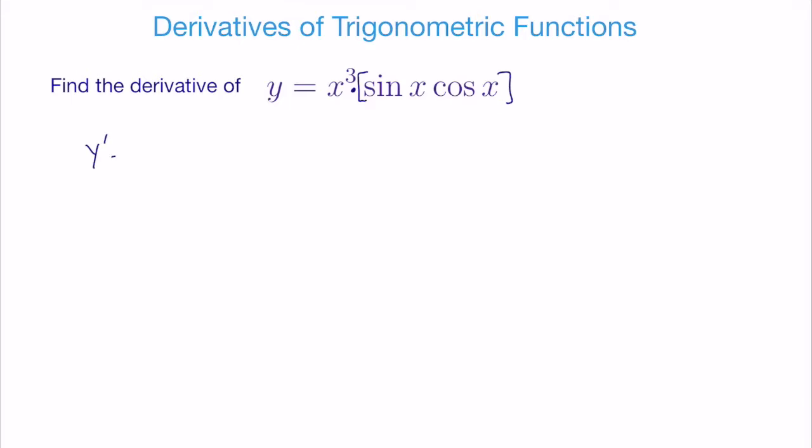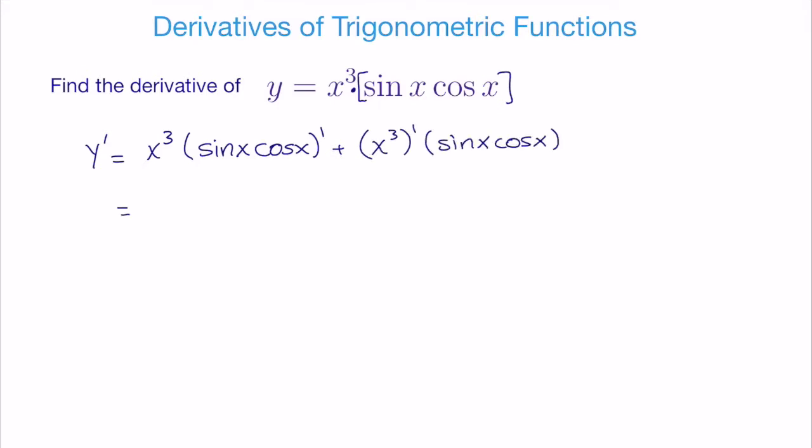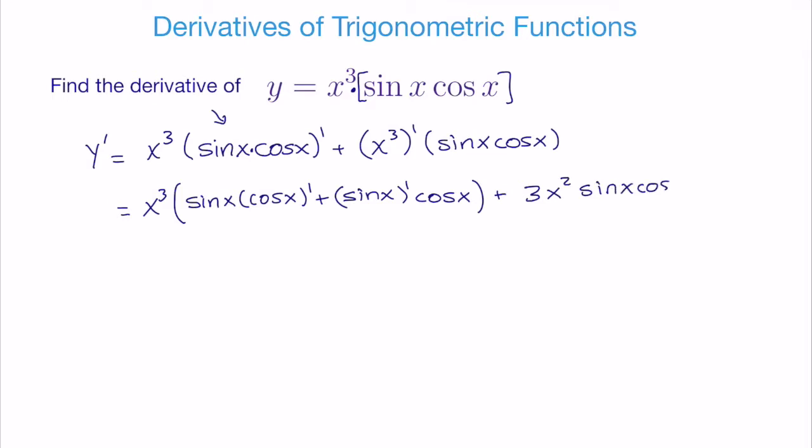The derivative of y is going to be keep the first and derive the second. So the derivative of sine x times cosine x plus derive the first and keep the second. And you see, now here we have again a product and we again have to use the product rule. So we keep x cubed and do the product rule here. Keep the sine, derive the cosine, plus derive the sine, keep the cosine. For the second term, we can just derive x cubed to get 3x squared, and that's sine x cosine x.